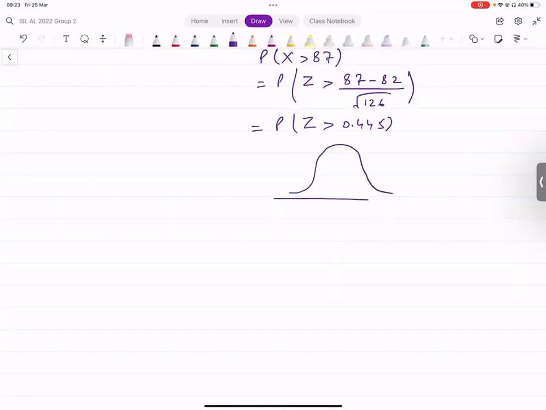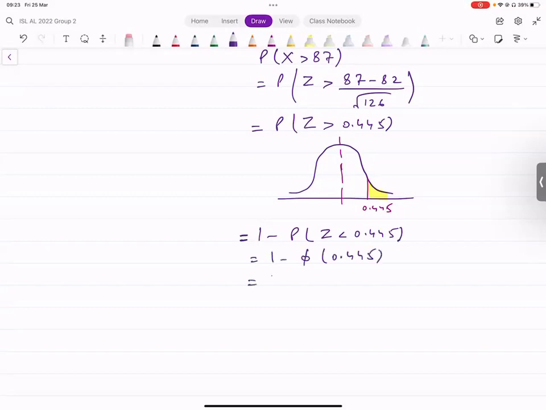So z जो है वो आपके पास इधर आ रहा होगा कहीं पे, right side पे. z इधर आ रहा होगा. That's 0.445. इसके right side वाला area आपने देखना है. अभी directly तो नहीं निकाल सकते. हम क्या करेंगे? We convert it to probability of 1 minus probability of z less than 0.445. And now we find this probability from the table. This is 1 minus phi of 0.445. 0.445 पे जाके देखना है आपके पास क्या आता है.